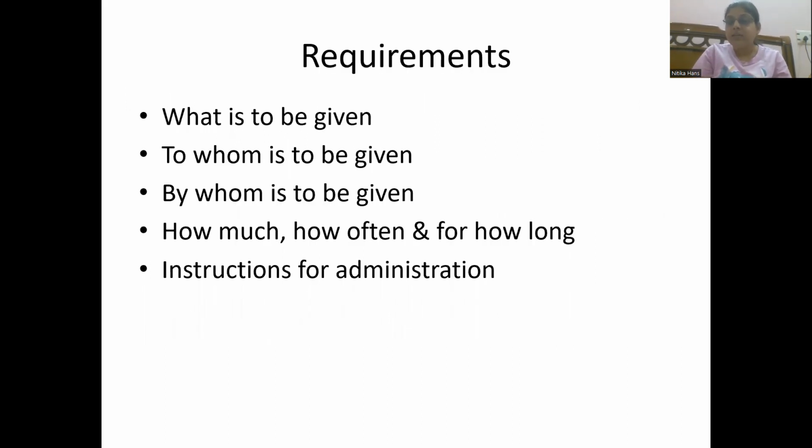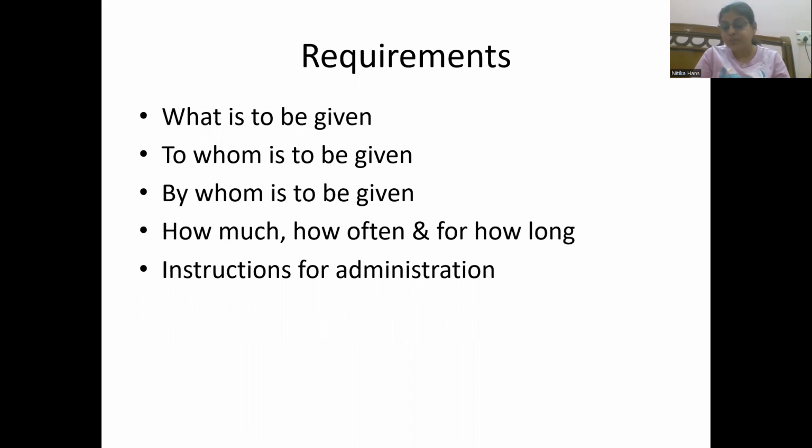The requirements. What are the requirements of a prescription? What has to be given? We have to prescribe the drug which has to be given to treat the disease. To whom is it to be given? That means the name, age, sex, CR number, and address of the patient. By whom is it to be given? The name of the doctor, registration number, address of the doctor, sign and date have to be given in the prescription.